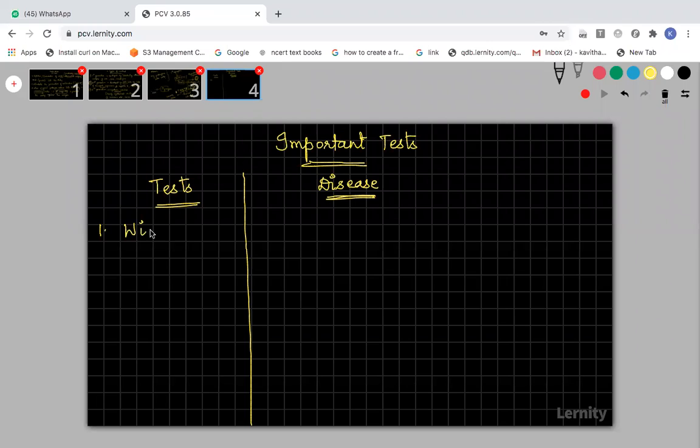This is a very important one. This has been asked so many times in your NEET exam. The Widal test will be carried out for typhoid fever. If a person is affected with typhoid, then in the laboratory they will take your blood, and the test carried out for diagnosing typhoid fever is the Widal test.